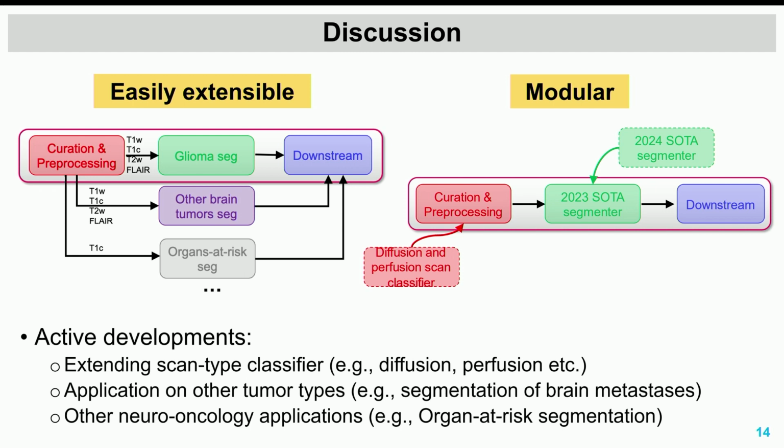Some of the current directions that I'm working on are extending the scan type classifier to include other scan types. We are applying it to other tumor types like segmentation of brain metastasis. And we are also trying it out on neuro-oncology applications, as I mentioned, organ at risk segmentation. We actually have some preliminary results for organ at risk segmentation in a poster that we have later today. So if you are around, please check that out.